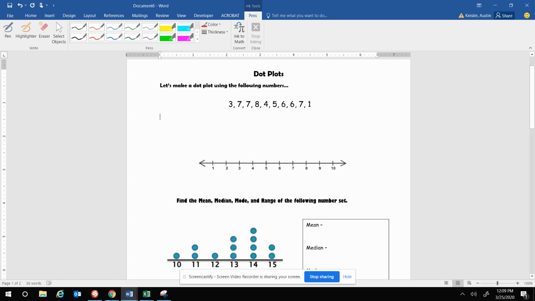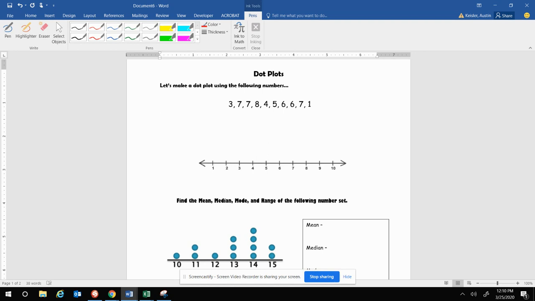Okay, we're going to look at dot plots, our first type of graph. These might be a little bit of a review. I think you've seen these a little bit before, but we're going to start off pretty easy, but then we're going to get into some questions that you're going to see on your practice. So make sure you watch to the very end.